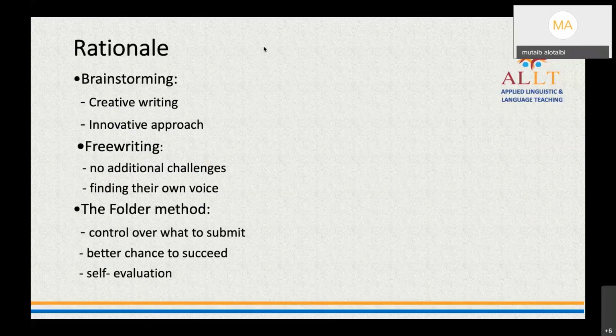For example, brainstorming releases a creative and innovative approach to writing. And the folder methodology provides an opportunity for students to control what they submit for grading, which gives them a better chance to succeed. Therefore, they become evaluators of their own writing. While free writing, students are not deterred by any impossible or additional challenge.